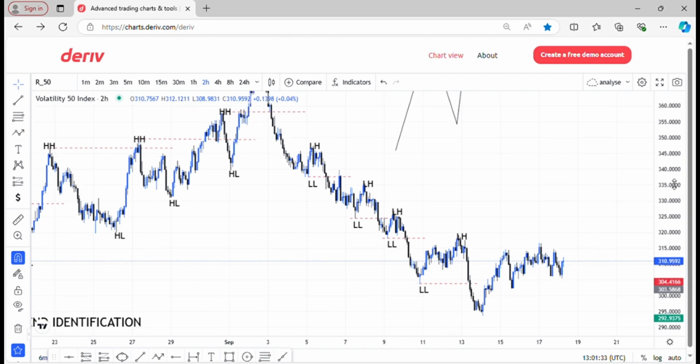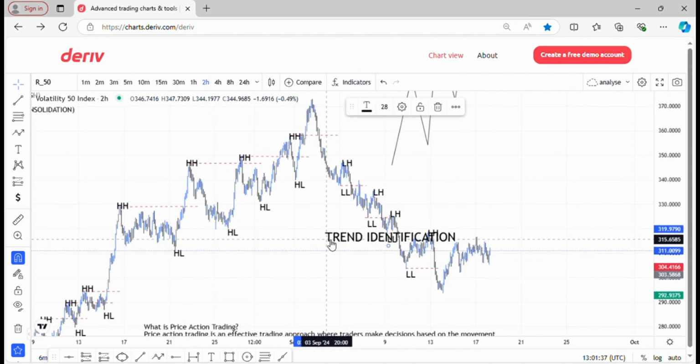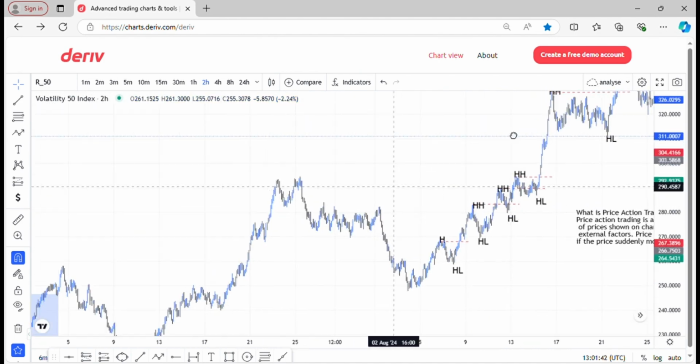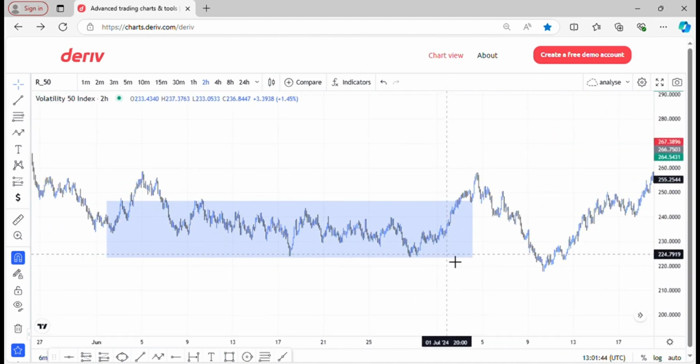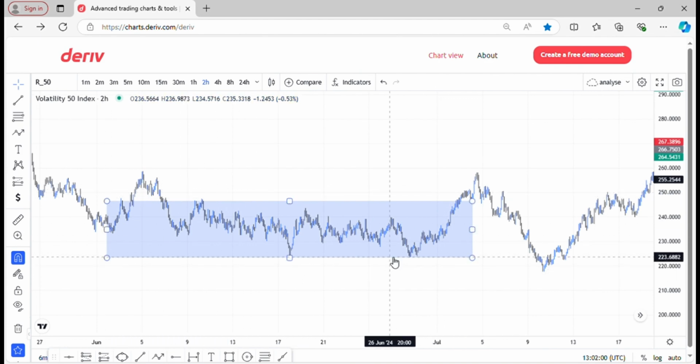So we have the last one. We call this consolidation, or we call it sideways. Sideways is all about the market not creating higher highs or higher lows. You're just creating up and down, up and down, equal highs and equal lows. There's no breakout. So all this place, we call consolidation. The market is not creating a high, it's not creating a low.